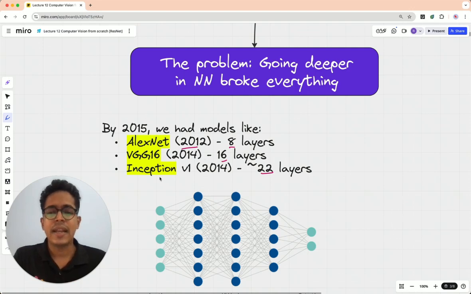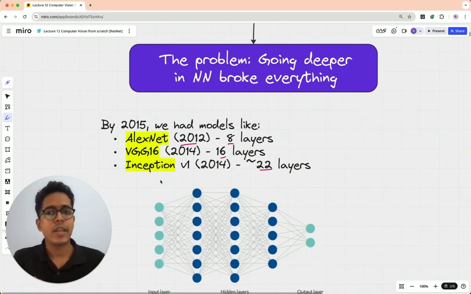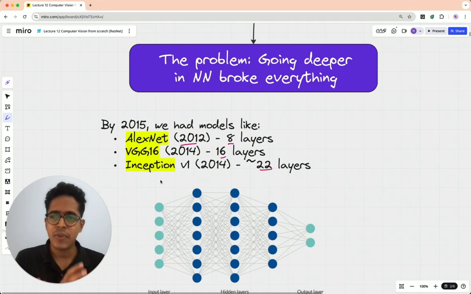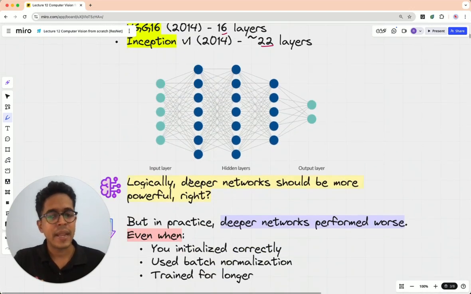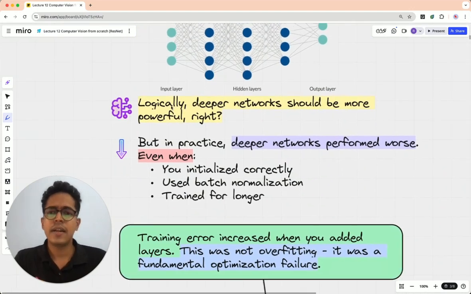For VGG and Inception, we saw that validation accuracy was bigger than training accuracy. So sort of under training was happening. Overfitting was not happening, it was underfitting or under training. So this was a bit counterintuitive, and deeper models were breaking everything. It was not working. But logic tells us that somehow deeper neural networks should be able to learn more things, right?